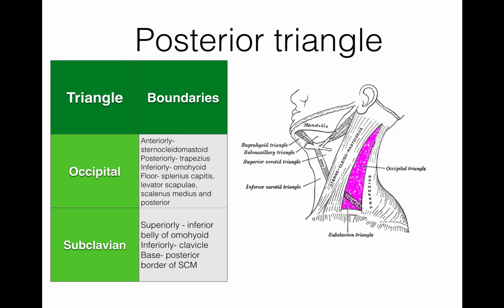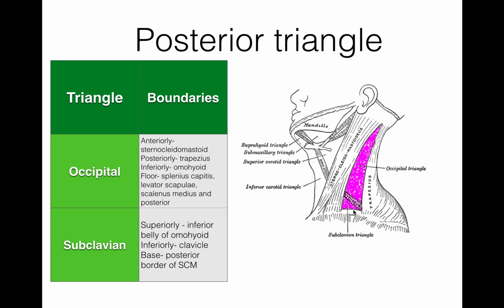And now going to look at the two subdivisions of the posterior triangle, namely the occipital triangle and the subclavian triangle. The occipital triangle is anteriorly bounded by the sternocleidomastoid muscle and posteriorly by the trapezius muscle and inferiorly by the omohyoid muscle. And the floor of the occipital triangle is made up of the splenius capitis, the levator scapulae, and the scalenus medius and the scalenus posterior muscles.